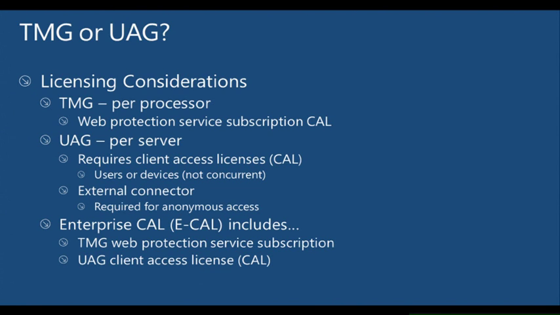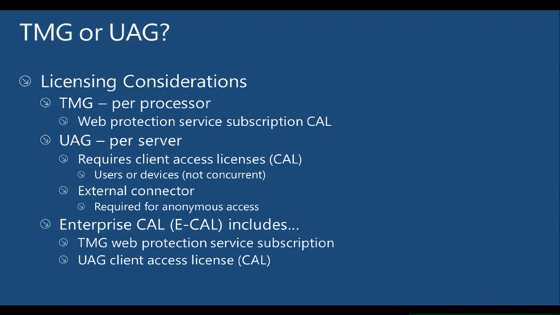TMG is licensed on a per processor basis. Now, in Microsoft licensing vernacular, processor is a socket. It doesn't matter how many cores, just how many sockets. So if I have a dual processor system, it could have 2, 4, 8, 20 cores, it doesn't really matter. As long as it has 2 sockets, I need 2 licenses of TMG Standard or Enterprise Edition.